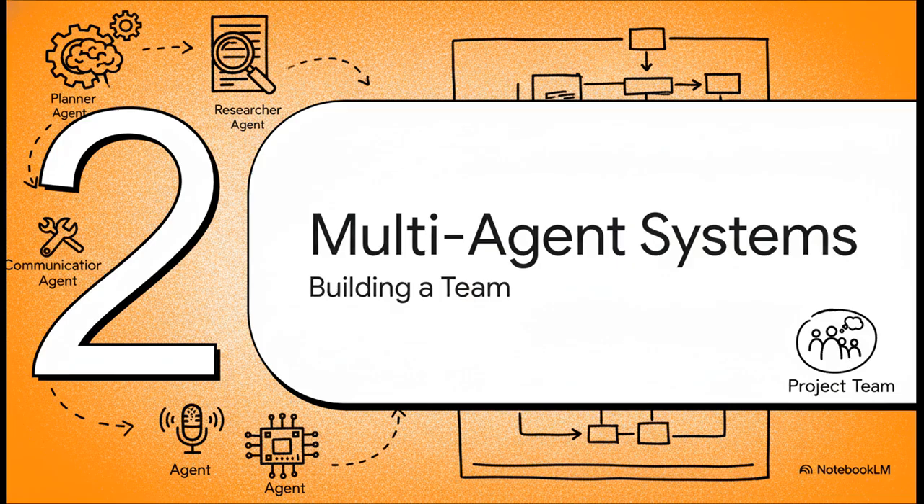Okay, so here's where things get really interesting. You almost never use just one agent by itself. The real magic happens when you start creating multi-agent systems. The best way to think about this is like building a project team. Each agent has its own special job, and they all work together.